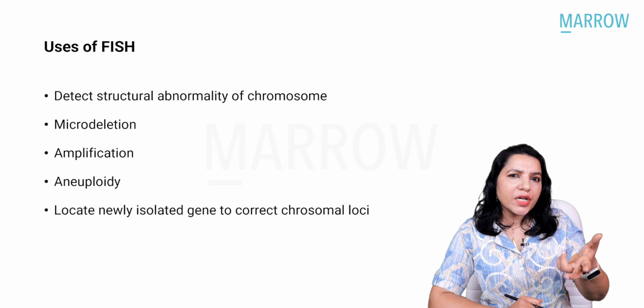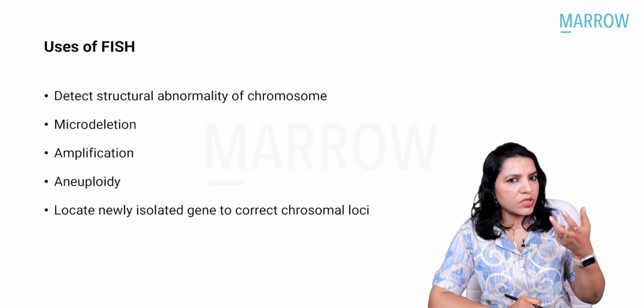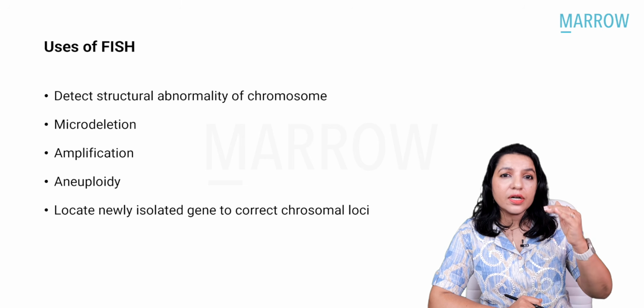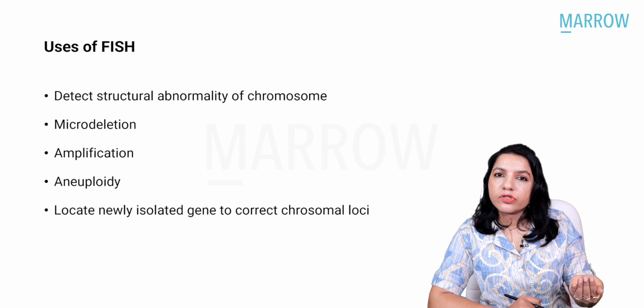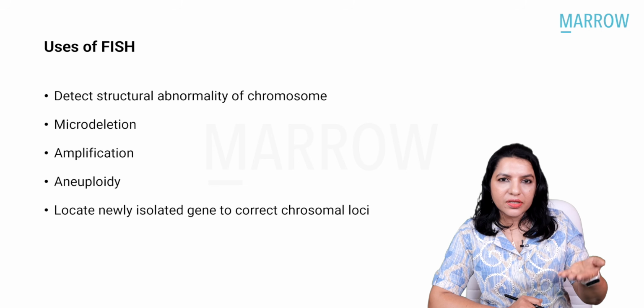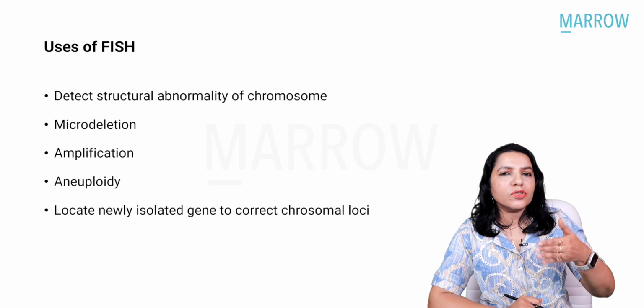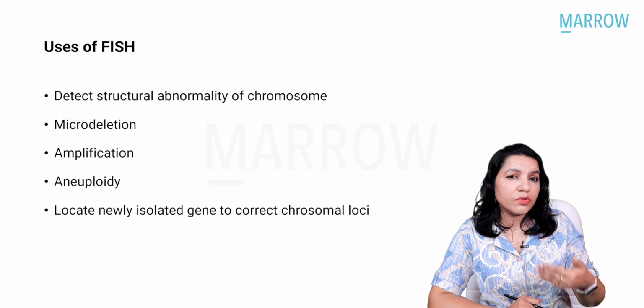Second, if there are chromosomal deletions like 5p deletion, or Angelman syndrome, Prader-Willi, all these are microdeletions. Cri-du-chat syndrome, that is 5p. So, if there are microdeletions, we can detect them using FISH. Then amplification, HER2 amplification, that also can be identified. For example, HER2, okay. So, any amplification can be studied using FISH.